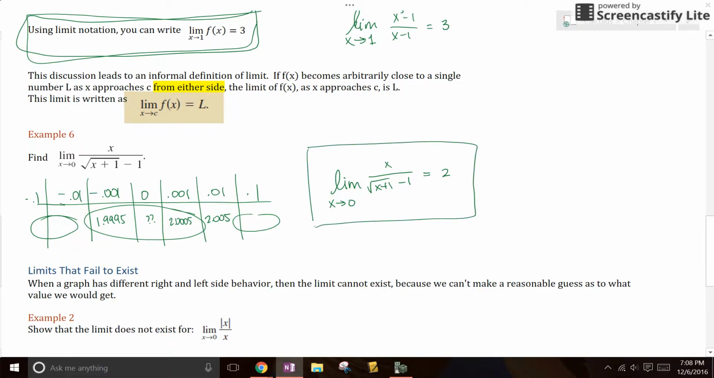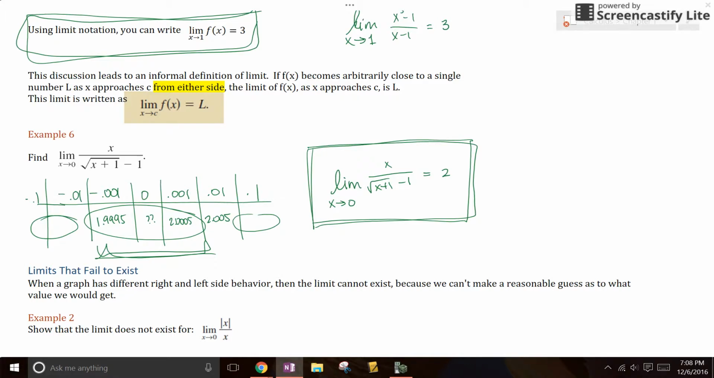And I can make a very strong, educated guess. I don't feel like I'm ripping anyone off. Look at this. I mean, it has to be 2, right? You go from 1.9995, then you don't know, and then 2.0005. Come on, what number's got to be in between there? It's got to be 2.